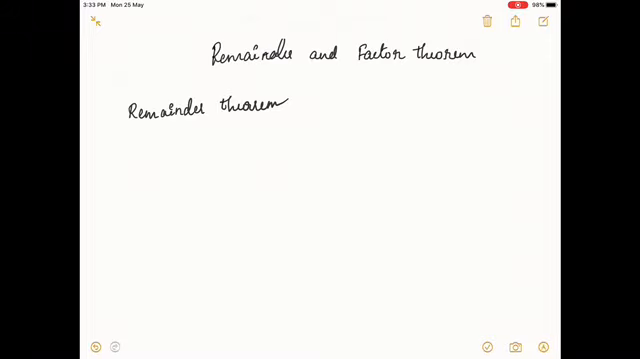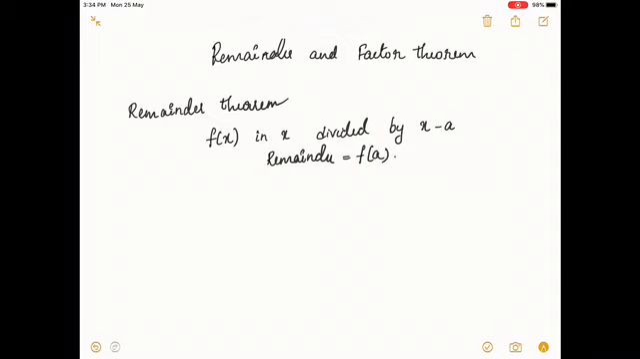What is the remainder theorem? If f of x is a polynomial in x and is divided by x minus a, then the remainder will be equal to f of a.